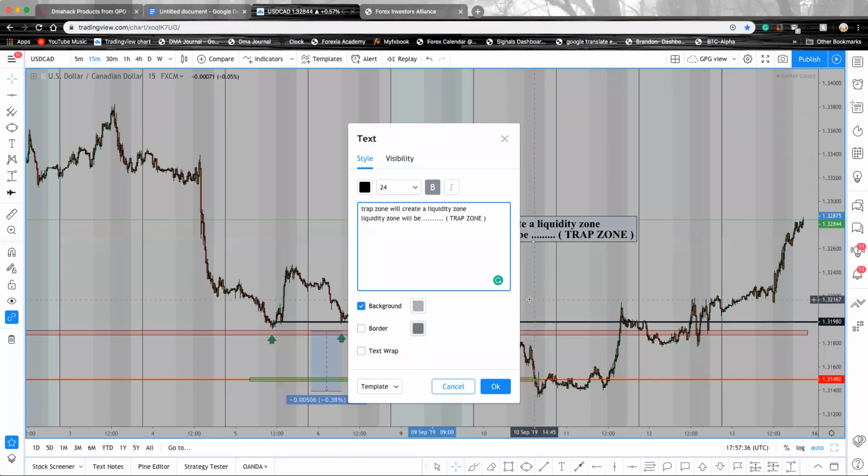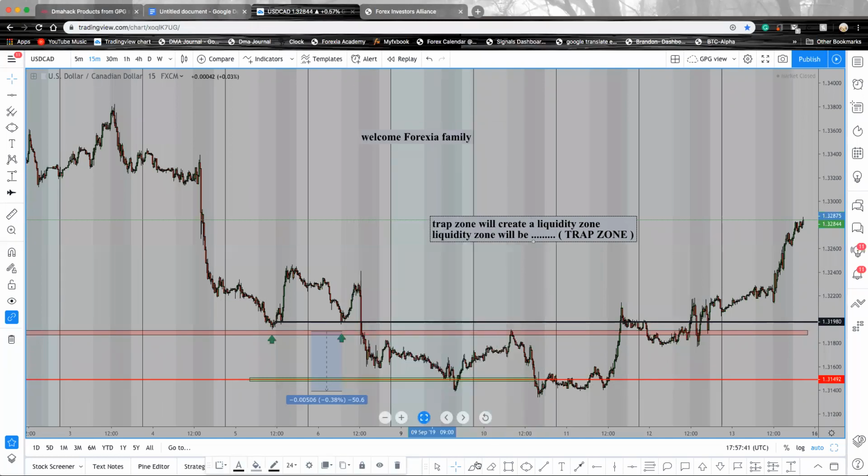Okay, let me explain it. We got a trap zone in here. The trap zone will create a liquidity zone here, and once they reach the liquidity zone, what they have to do is convert that liquidity zone into a trap zone. The liquidity zone will be a trap zone later. So this is what I mean by this. This is our liquidity pool.